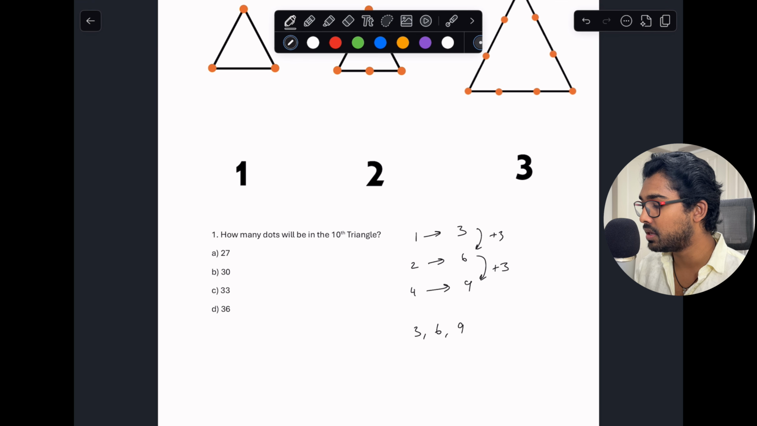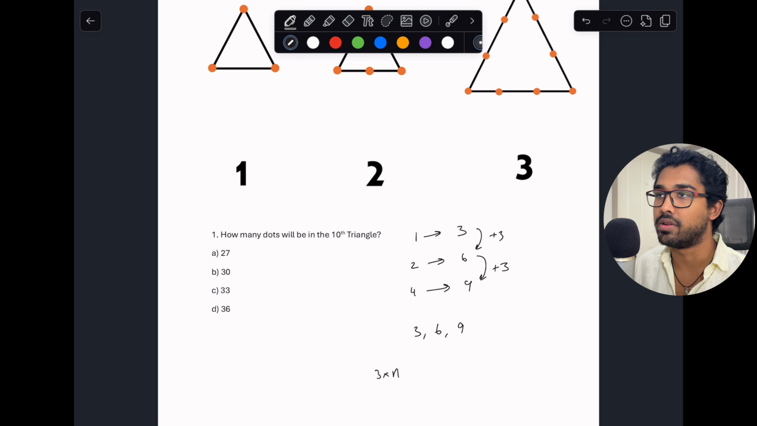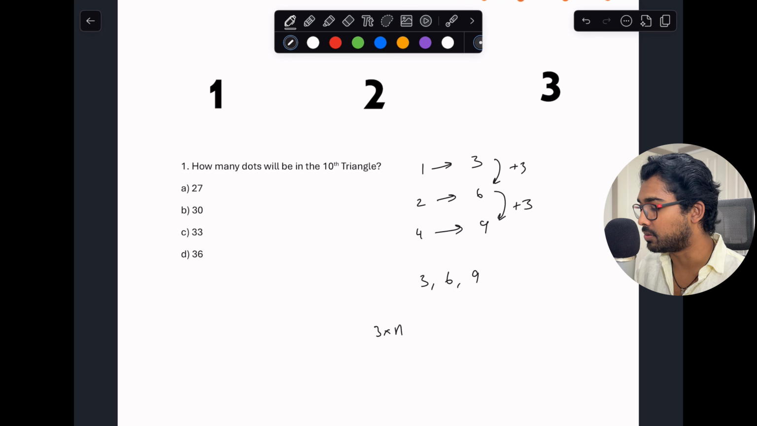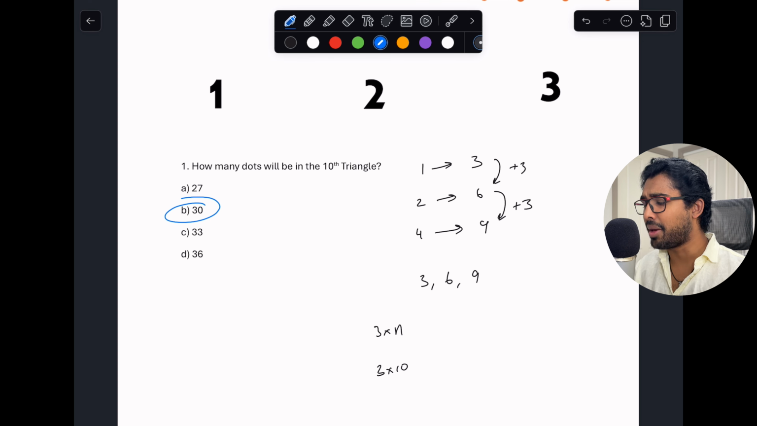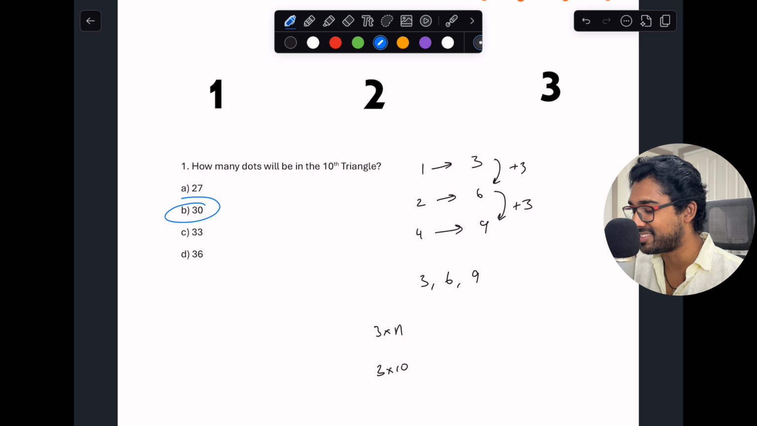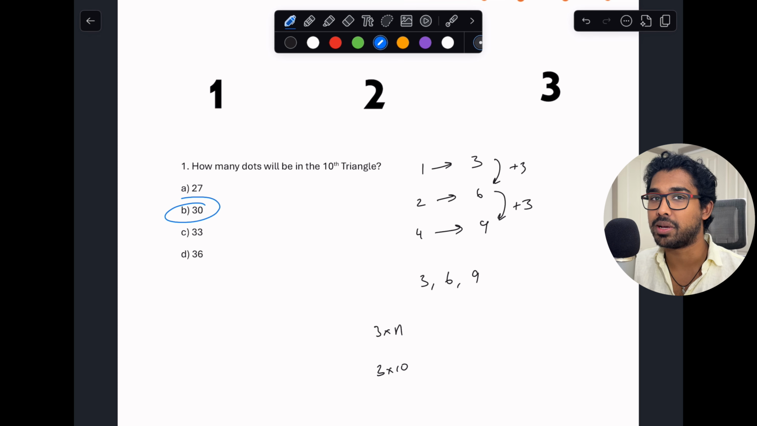So that means that the pattern for this is just 3 times n, where n is the number of the triangle. If you wanted to solve for the 10th triangle, all you would do is sub in 10. You'd end up getting 30. I might actually start writing it in blue because I feel like black is a little bit hard to read at times. So I'll write it in blue from now on. But that's how you go about doing this question.